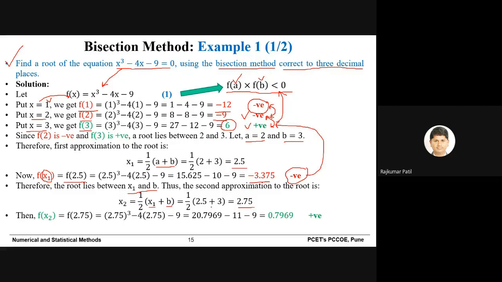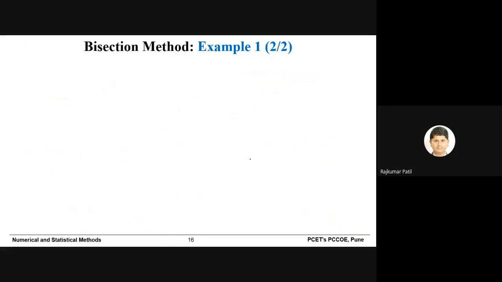Again, put x equal to 2.75 and check whether the value of the function is positive or negative. So this is a positive value for the function, so you can easily say that the root lies between x1 and x2, that is 2.75 and 2.5. So again, repeat this process and calculate the third iteration.